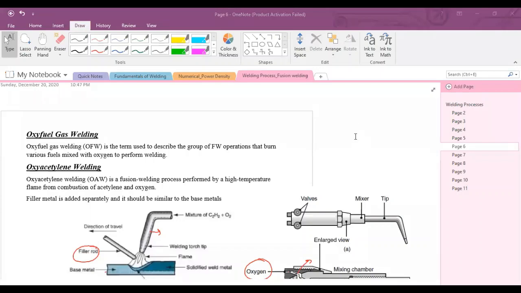In the last two lectures, we have learned about the fundamentals of welding and the types of welding processes. First, we learned about the fusion welding process, and we have already discussed electric arc welding and its types. Now, in this lecture, we will learn about oxy-fuel gas welding, resistance welding and its types, and high energy beam welding.